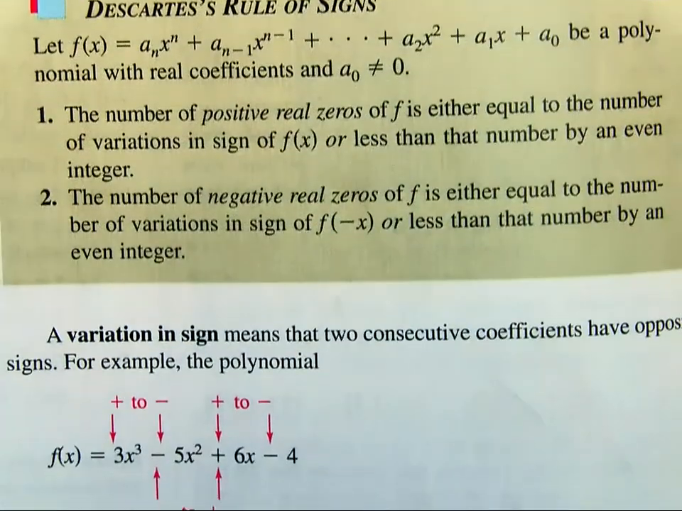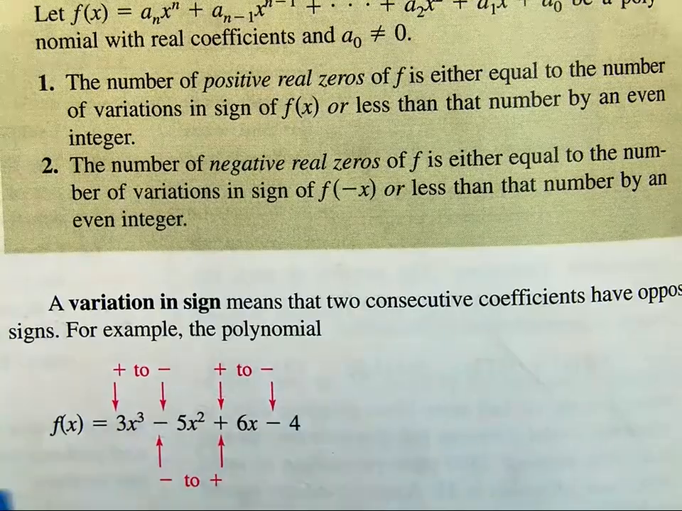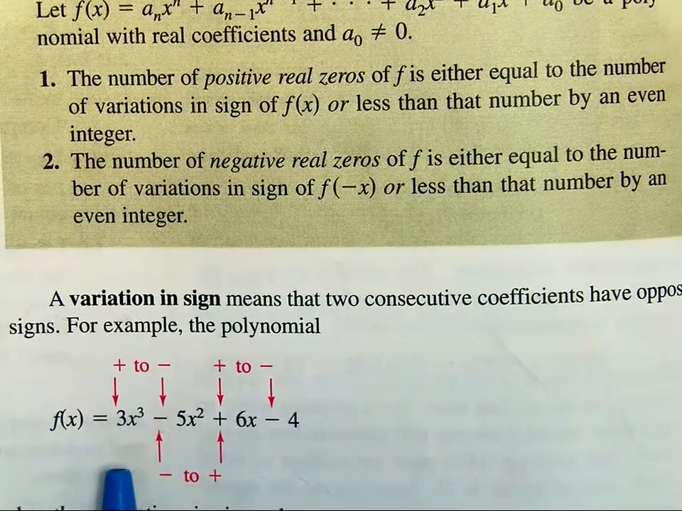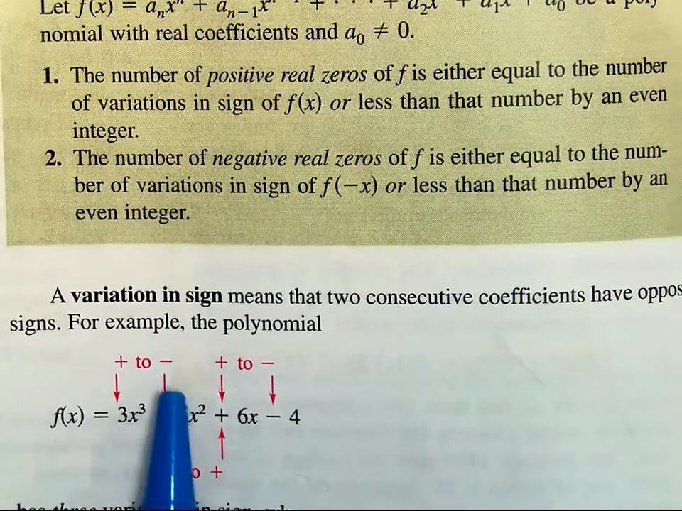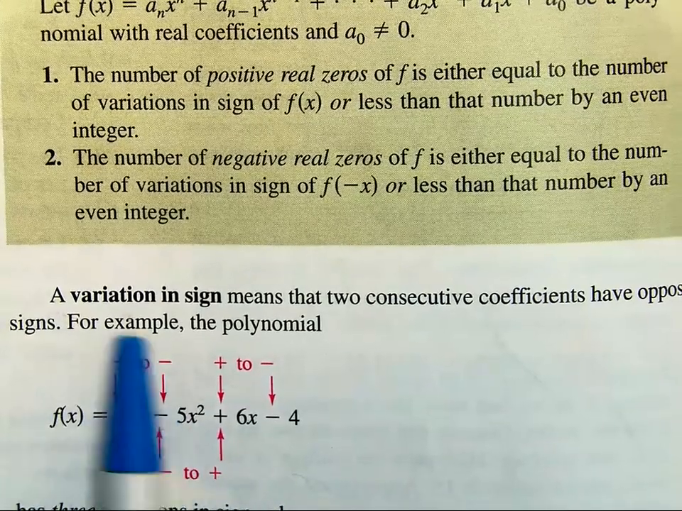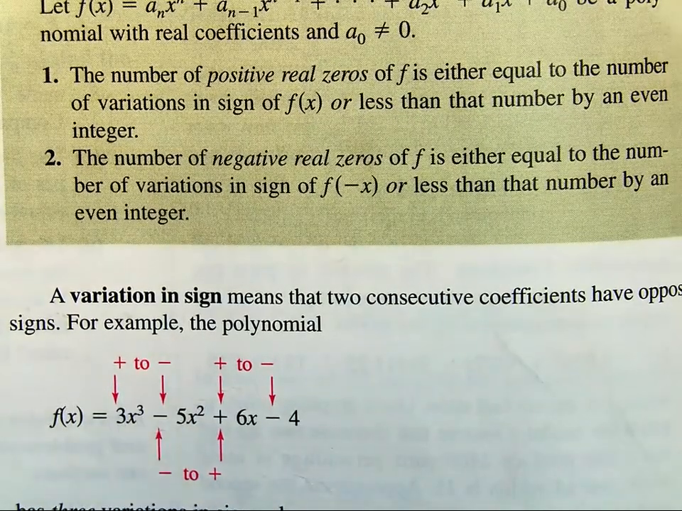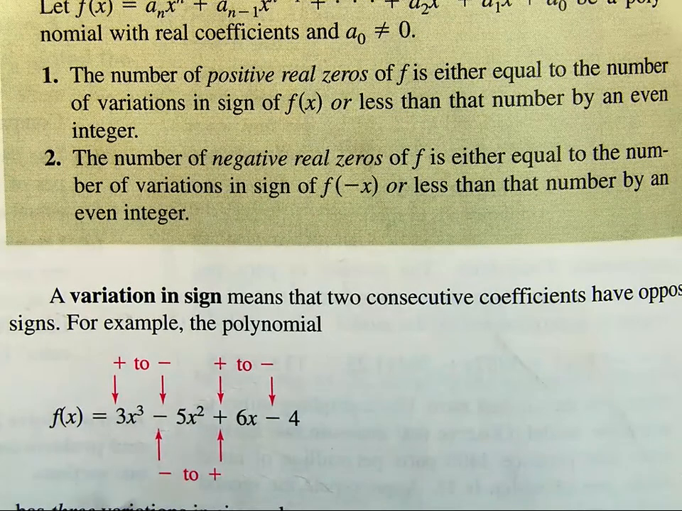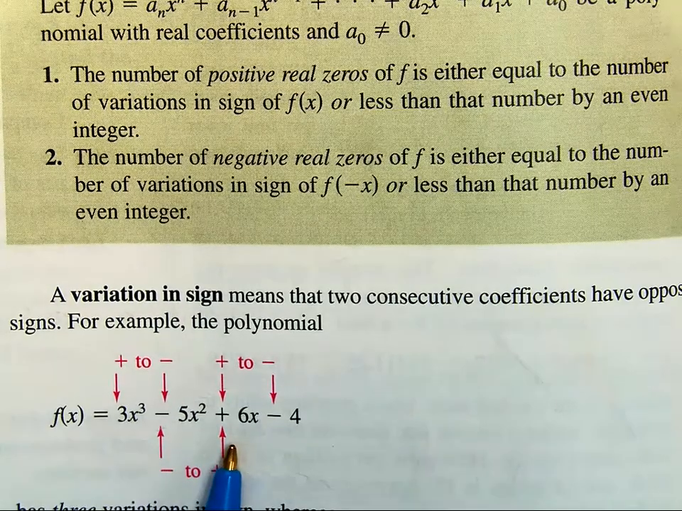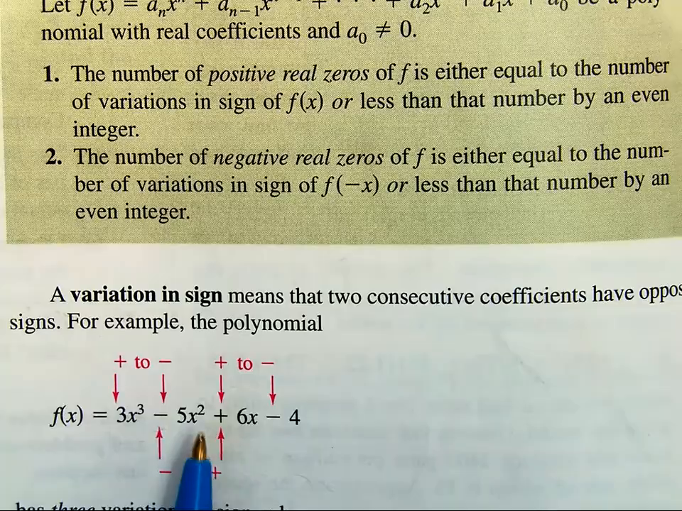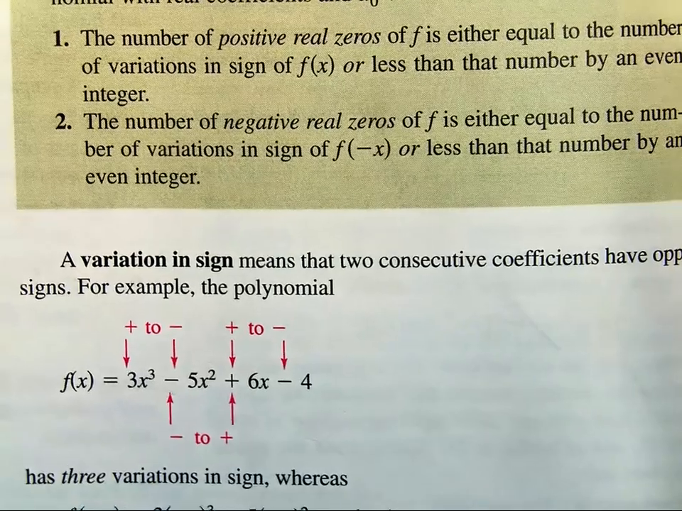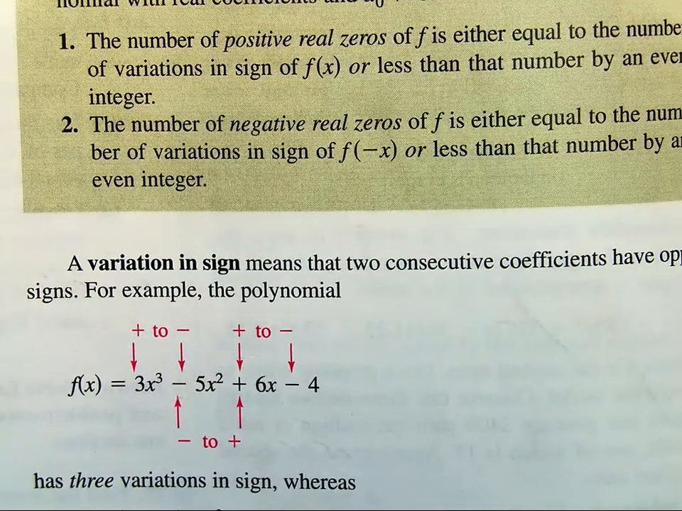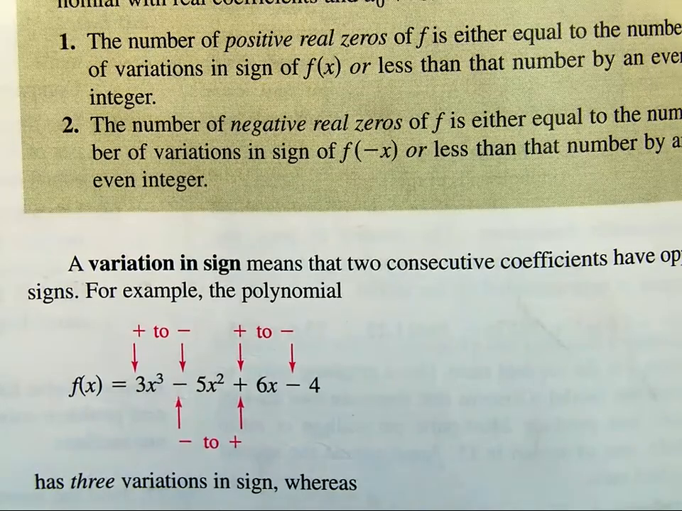So here, if you look at this polynomial, here's f of x. We've got 3x cubed. That's positive. Then the next one is 5x squared. Well, that's negative. So there is one variation in sign, or one sign change. It went from positive to negative. Now if I look, this is negative 5x squared. That's negative, where this went to a positive. Okay, and then again we went from positive to negative. So this has 3 variations in sign. Okay, so that's what it means, variation in sign. It's going from positive to negative or negative to positive. Okay?